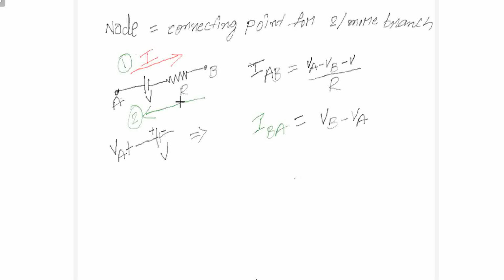Then now tell me, with respect to this B, this is A, now in the second case, this B is at higher potential. That is nothing but this is positive. Positive is seeing negative. This is your VB. This VB is nothing but your positive, this is your negative. This positive is connected to negative. So here you can consider plus V by R. So this is a very important case for nodal analysis.